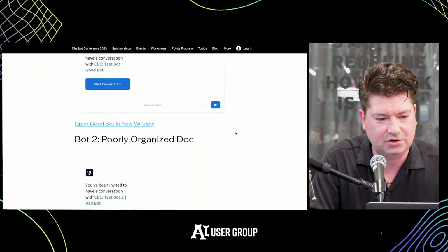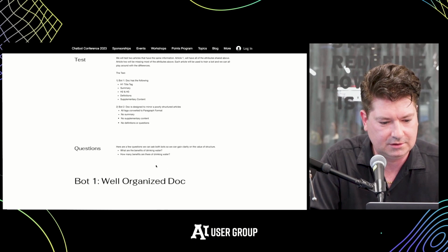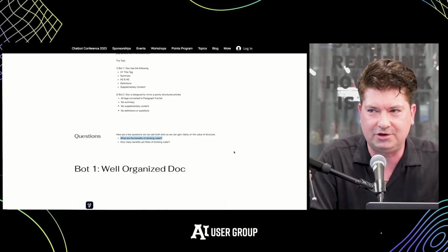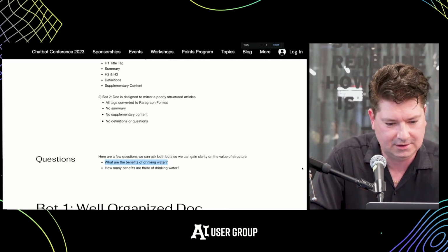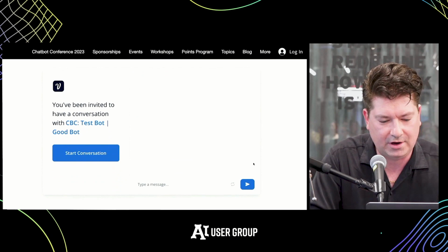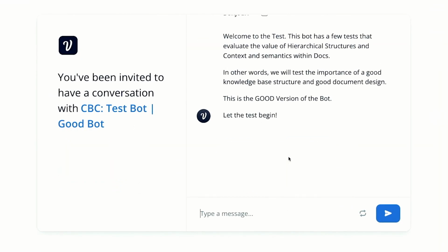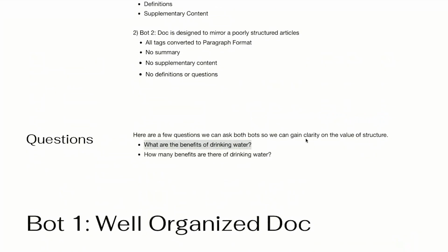This is the document structure test. Okay, so the first one is what are the benefits of drinking water, which is literally the title. Let me zoom into here so I can see it more clearly. Okay, what are the benefits of drinking water? We'll ask both bots this question. So we'll do the document test. Wrong. You try again.